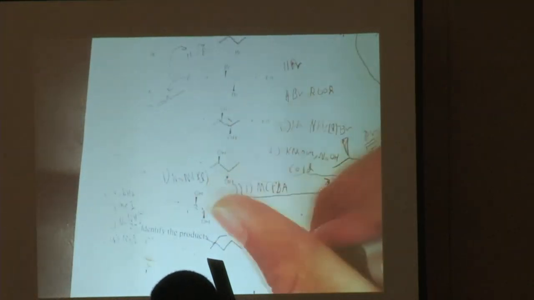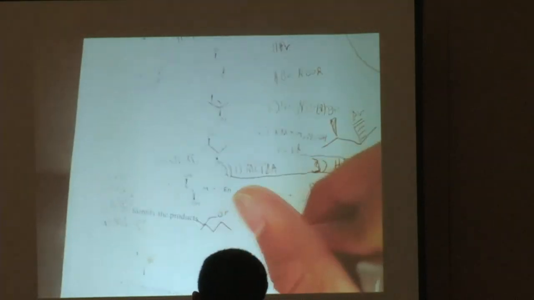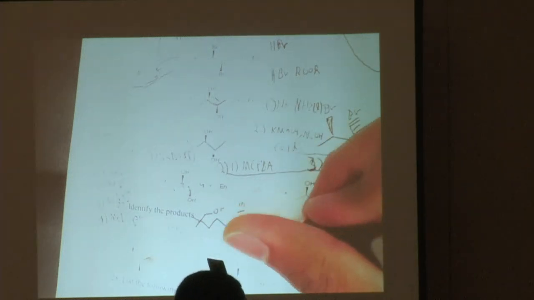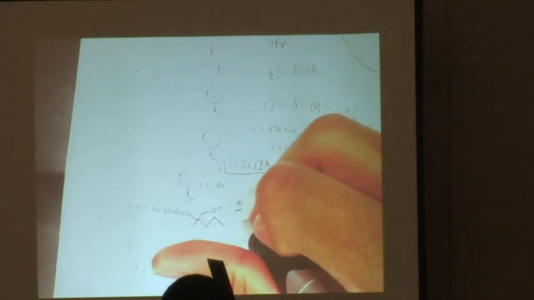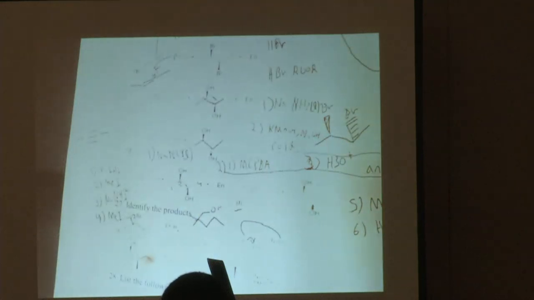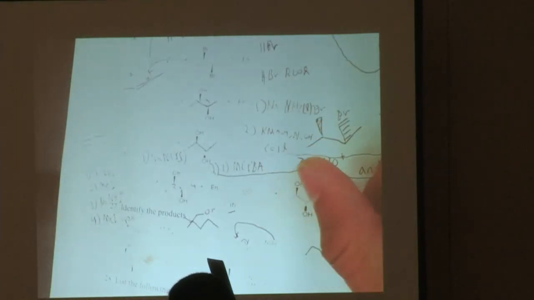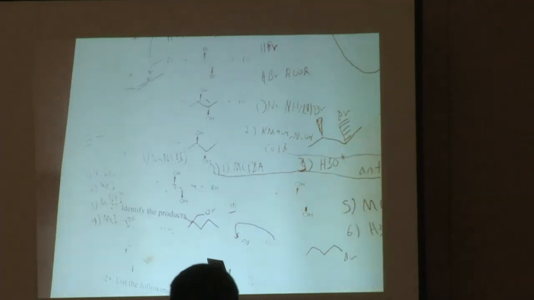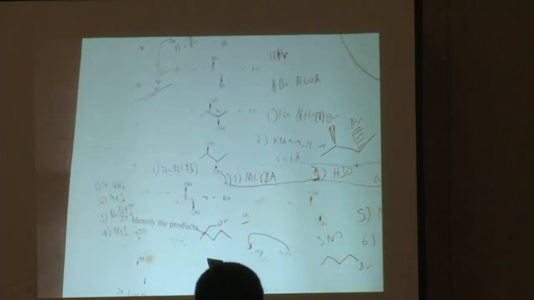For problem B, OTs is what happens when you use TsCl, pyridine on an alcohol. So this is already a good leaving group. It leaves just as well as water does. And then you have NaBr, and it's on a primary structure. Primary, we know it's going to be SN2, so it's going to do a backside attack. But you can't really see stereochemistry there, so it doesn't really change much. But you know you're going to have a Br sitting there instead of an OTs. Like that's SN2.